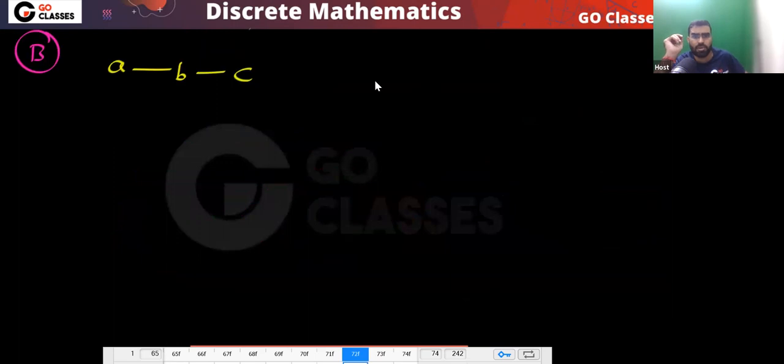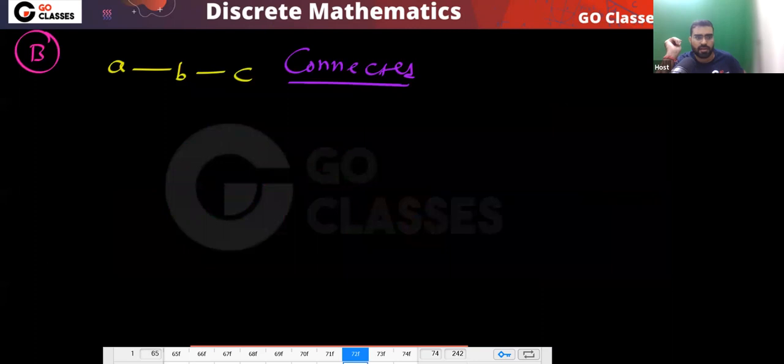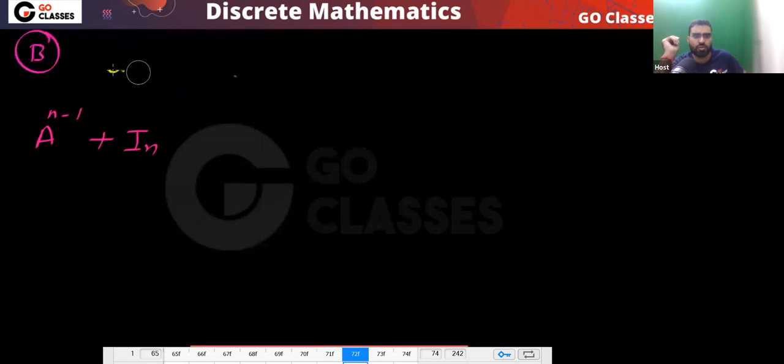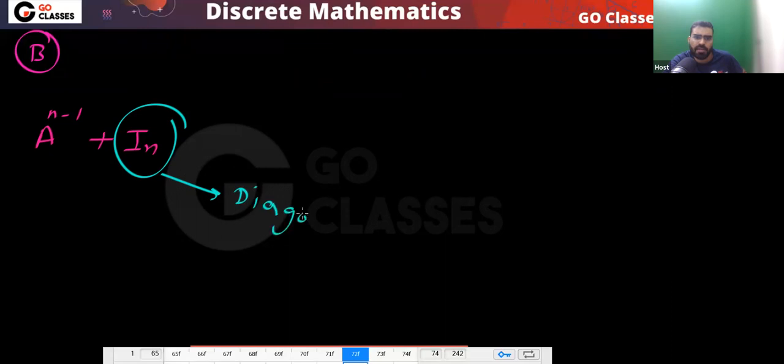Maybe you can take A, B, C. Consider this graph. Now, this is a connected graph. Tell me one thing: what does A power n plus I n actually give you? Before we solve this question, tell me the analysis of option B. If you have any graph, A power n plus I n will basically add the self loops, yes or no? Basically, this will make sure that the diagonal entries are non-zero. Because of this, all the diagonal entries will become non-zero.